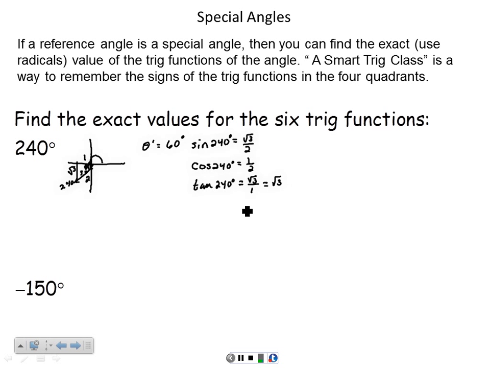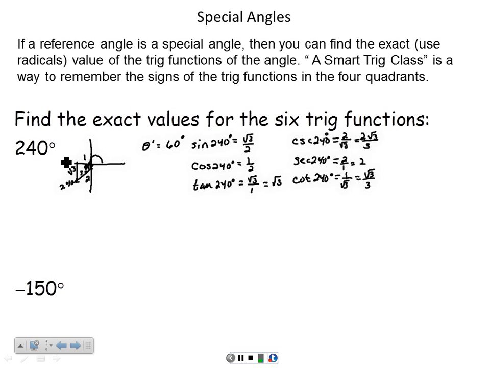And so once we know these, we can also find the inverses. So the inverse of sine is cosecant. Cosecant of 240 degrees is going to be 2 over the square root of 3, and of course we need to rationalize that, so that's going to be 2 square roots of 3 over 3. Secant, the inverse of cosine, secant of 240 degrees is going to be 2 over 1, or just 2. And then cotangent of 240 degrees is going to be 1 over the square root of 3, and then when we rationalize, we'll get the square root of 3 over 3.